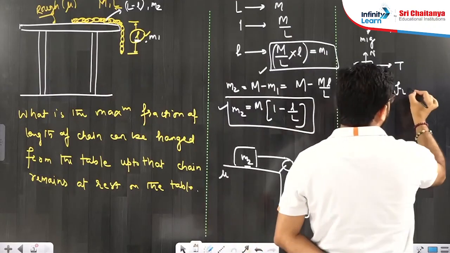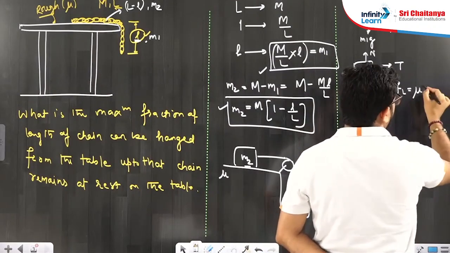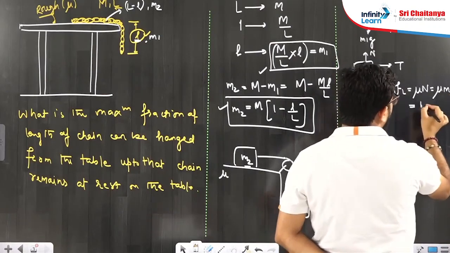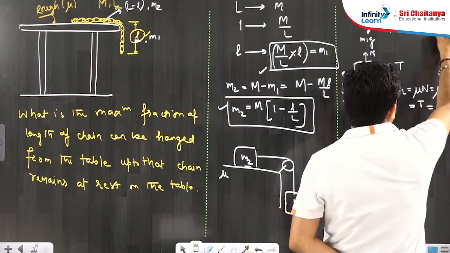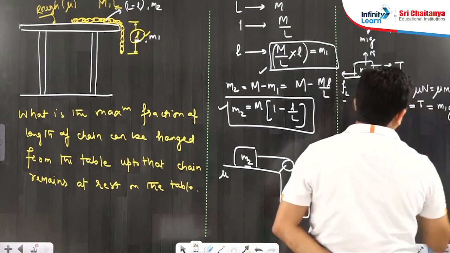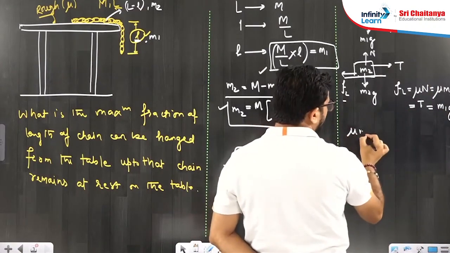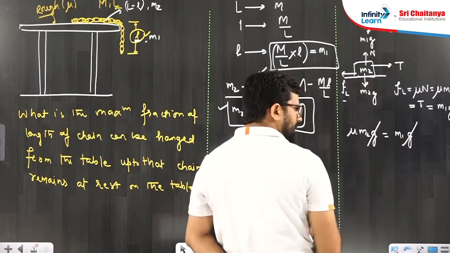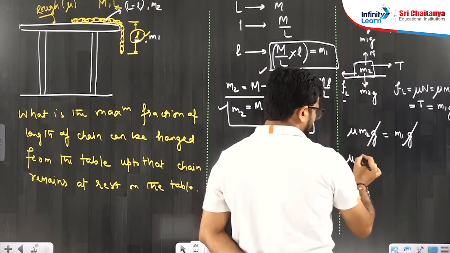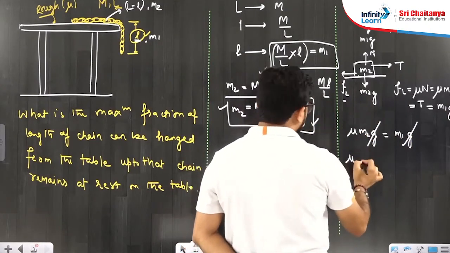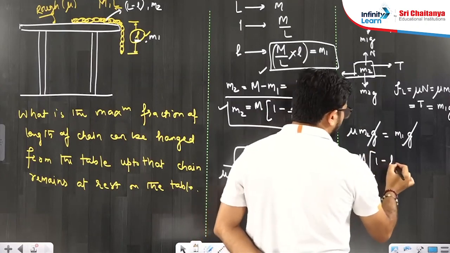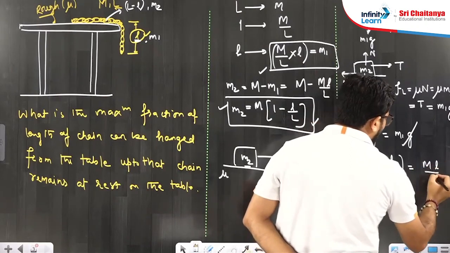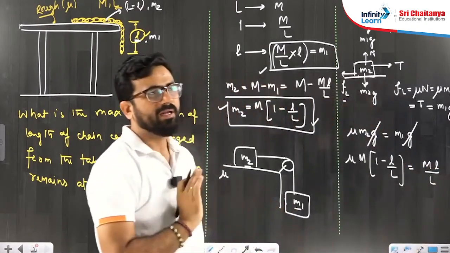You will say limiting friction is equal to mu into N, that means mu into M2G. But that is also equal to the T, and T is nothing but M1G. So from here you can say mu M2G is equal to M1 into G. G is cancelled. Now put the value, you will understand that M1 value is M into 1 minus small l by capital L, and M2 is capital M small l by capital L. This is a very simple thing.